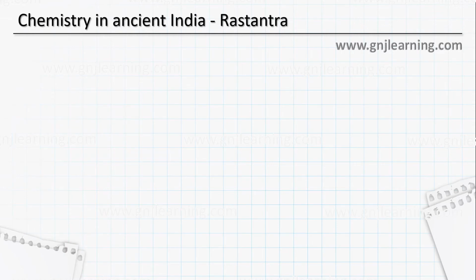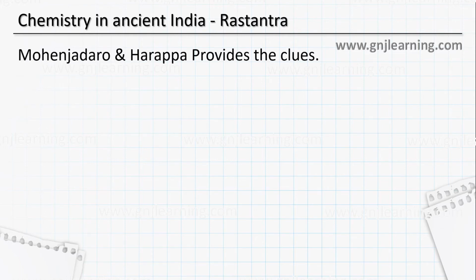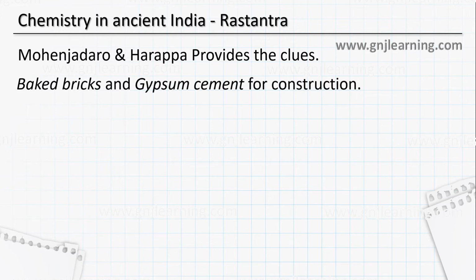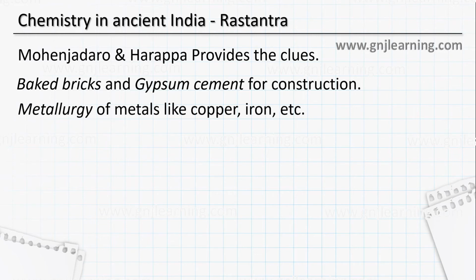Now if you look into ancient India, the chemistry of ancient India is known as Rastantra. Our proud universities of Mohenjo-daro and Harappa provide clues of our knowledge of chemistry in India. During those times itself, we were using baked bricks and gypsum cement for construction, and also metallurgy, that is, extraction of metals like copper, iron, etc. Metallurgy means extraction. So we had the knowledge of how to extract these metals from their ore.